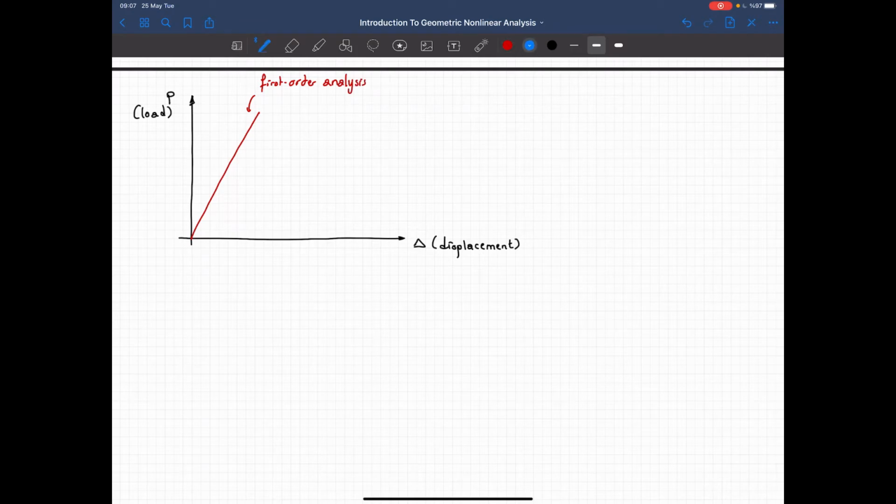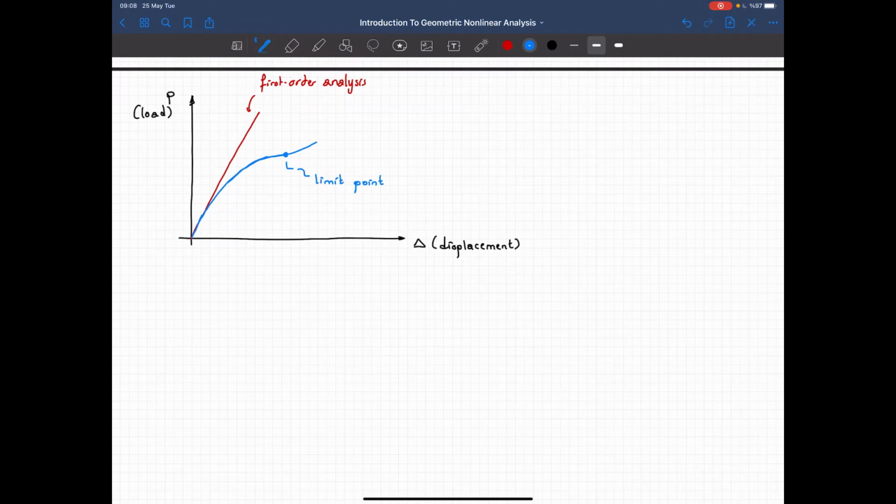The same structure, we do a second order analysis, but as the displacements or the deformations increase, it deviates from the results of the first order analysis. Okay, and then it may reach a point where the slope is 0. So we call that point a limit point. This doesn't mean that the analysis ends here. Okay, the deformations can continue.